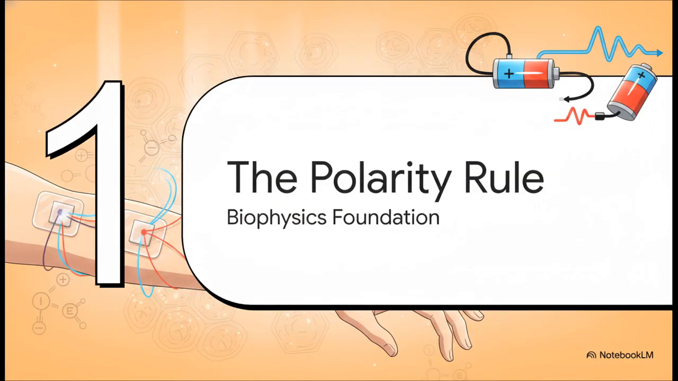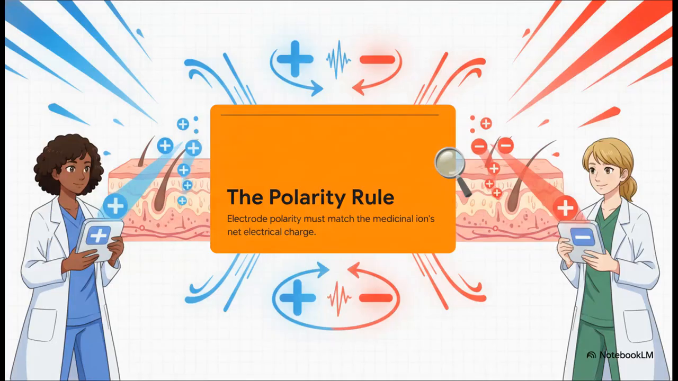All right, Section 1, the polarity rule. Let's establish that biophysics foundation. The entire mechanism hinges on a really simple law of physics: like charges repel and opposite charges attract. With iontophoresis, we're using a continuous, low-voltage, direct current to electrostatically repel a drug right through the skin. It's kind of like pushing 2 negative magnets together. They push apart, right? That's how the medication is physically driven through the stratum corneum, via pores, hair follicles, and sweat glands, straight into the localized tissue.